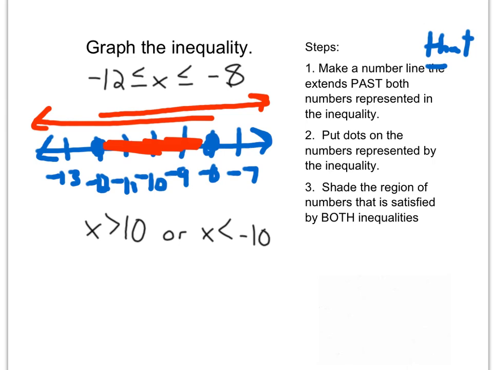And to check if I did this correctly, pick one of the numbers that's in your solution region. So let's say negative 10. If I plug negative 10 in for x, then it should satisfy both of these inequalities. Well, negative 12 is less than or equal to negative 10, and negative 10 is less than or equal to negative 8, so it works. So these numbers in here should all satisfy that inequality.